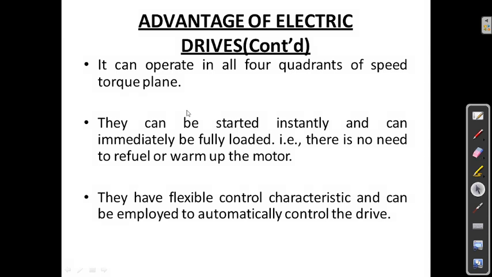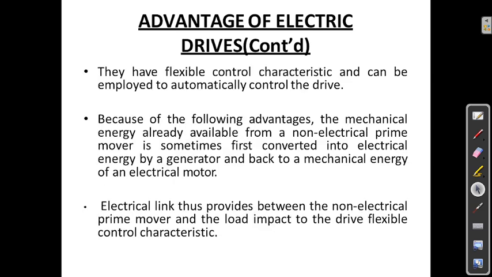Then they can be started instantly and can immediately be fully loaded. This type of motor can start instantly and is immediately fully loaded. There is no need for refuelling or warming up the motor. Then they have flexible control characteristics and can be employed in automatic control devices. These are all the advantages of electrical drives.